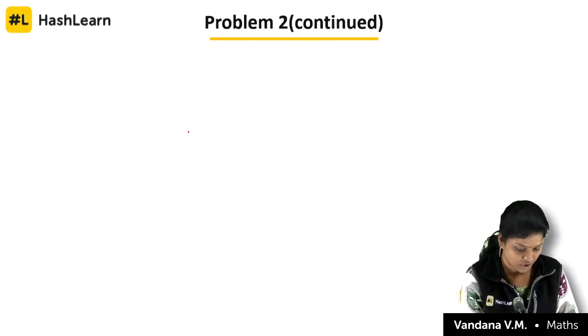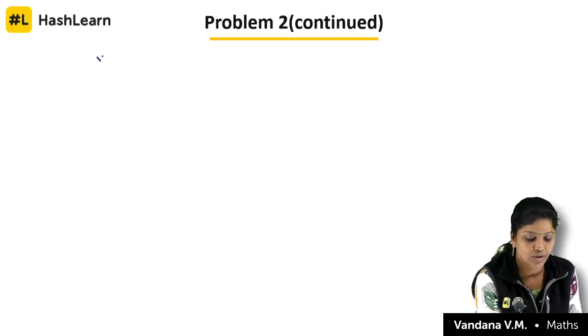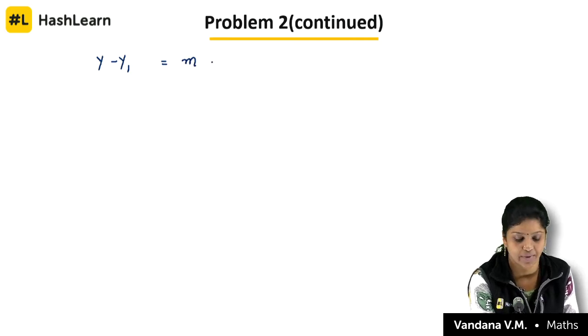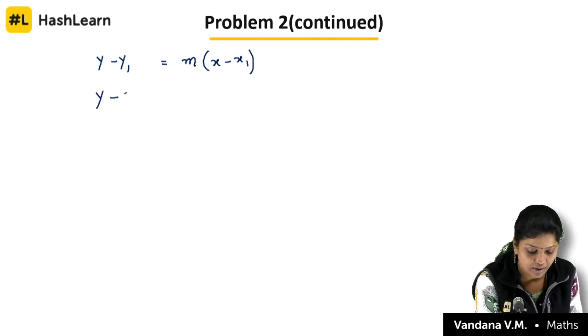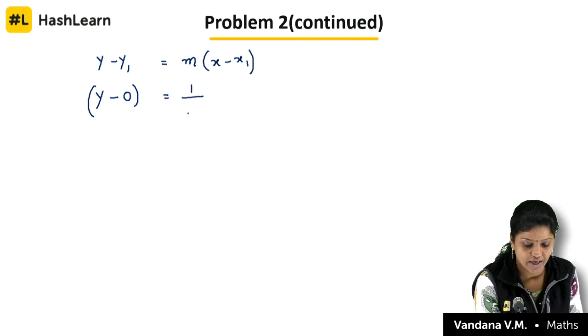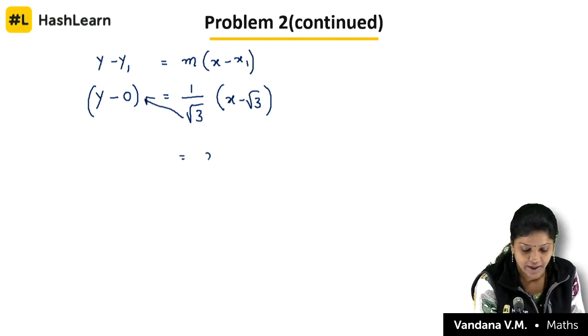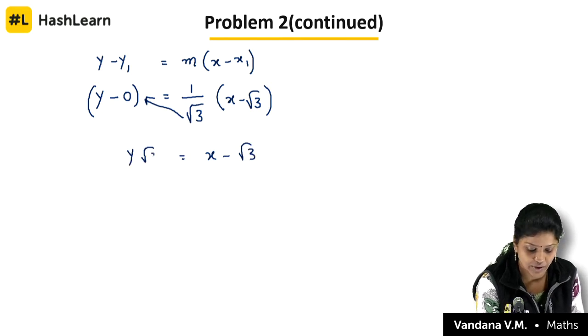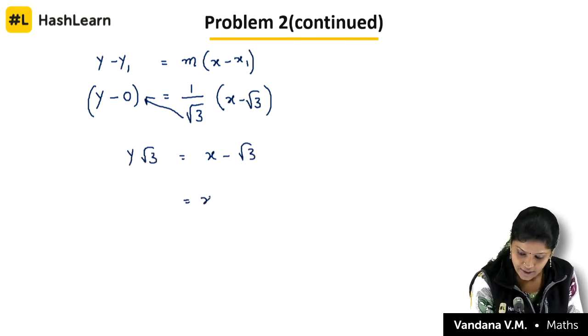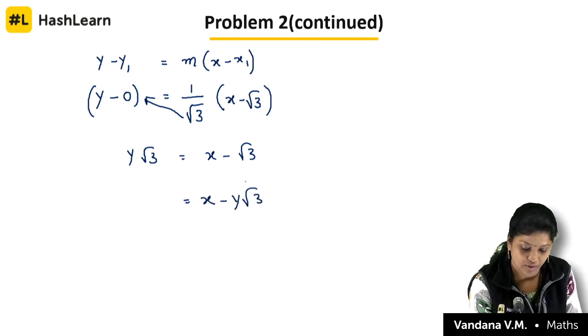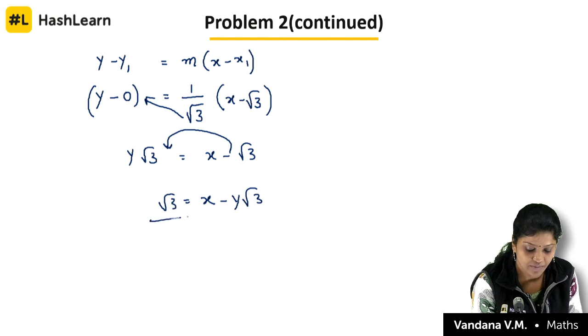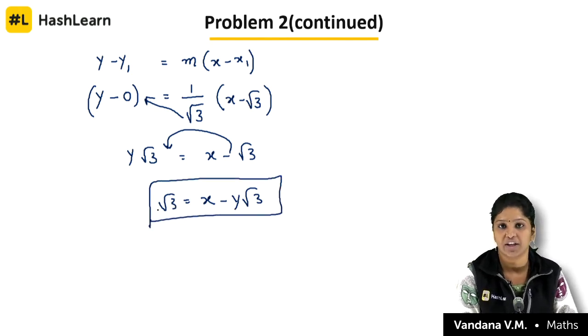So, start writing the equation of a straight line. When you know the point it passes through and the slope, the equation is y minus y1 is equal to m into x minus x1. Start writing the points over here. y minus 0, slope is 1 by root 3, x minus root 3. Now, do the cross multiplication, you will get x minus root 3 y is equal to root 3. Bring it to one side, that is x minus root 3 y, and if it goes to this side, it is root 3. This is the equation of the reflected ray.